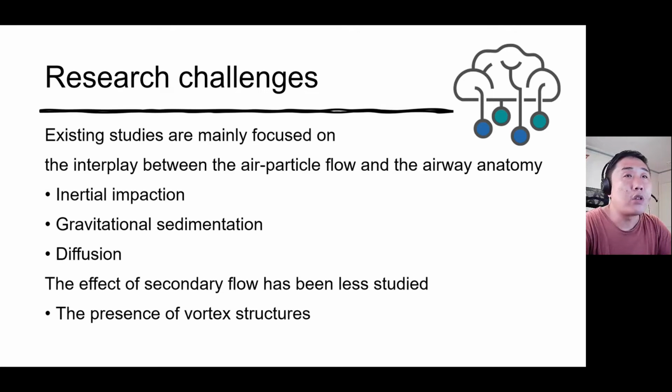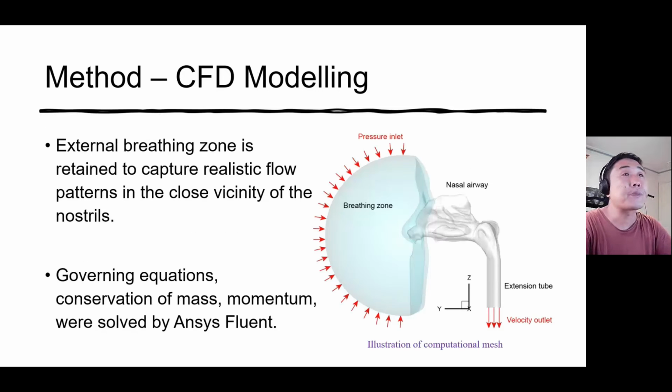Existing research studies are primarily concentrated on the interplay between the air particle flow and the respiratory airway, where the dominant deposition mechanisms are inertial impaction, gravitational sedimentation, and diffusion. However, the presence of vortex structures and their effect on particle deposition remain significantly less studied. In this study, a newly developed vortex identification method, LUTEX, was utilized to properly extract the local flow vortex structure within a realistic human nasal airway.